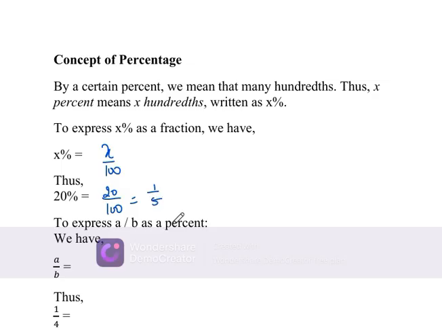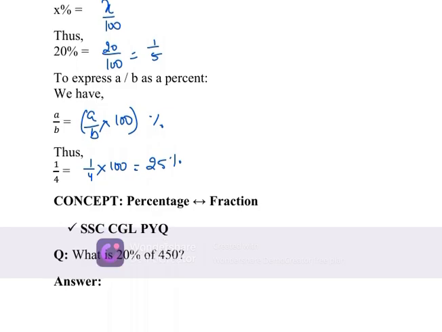Now how to express a fraction as a percent? If there's any fraction a by b, to convert it into percentage, you will multiply it by 100. Let's convert 1 by 4 into percentage. So 1 by 4 means 1 by 4 into 100, which will become 25%. Whenever we talk about 25%, that means a quarter, which means 1 by 4. So this is the concept.